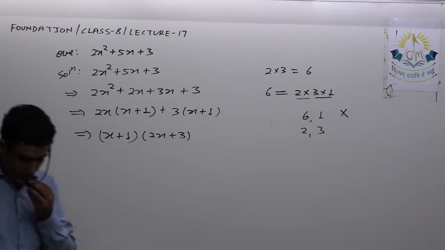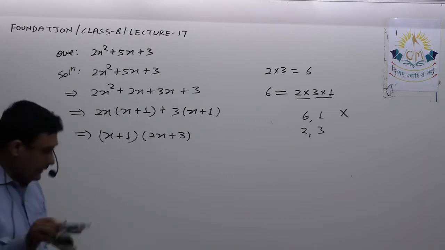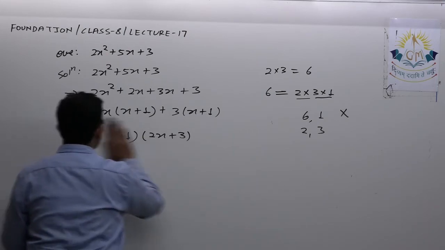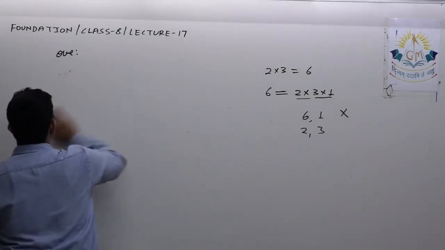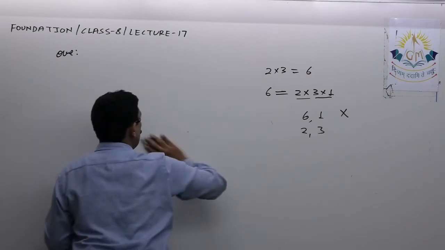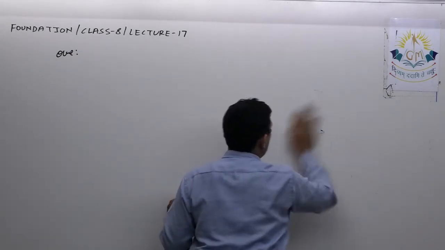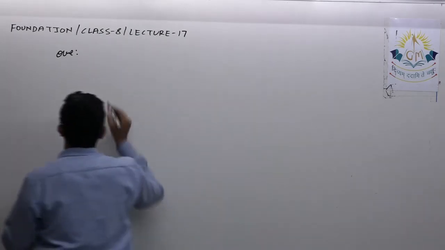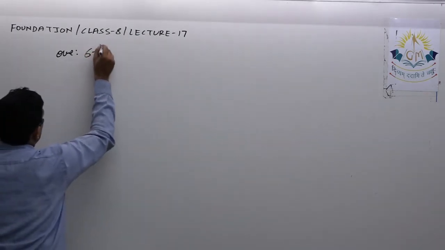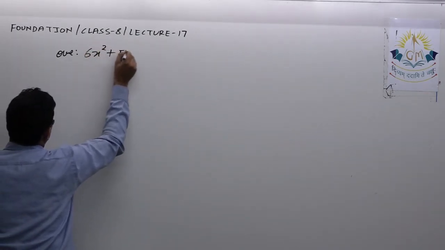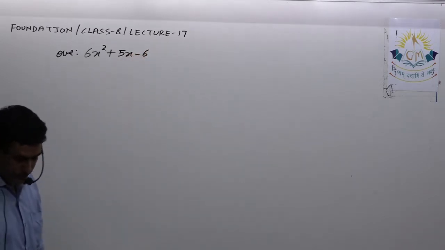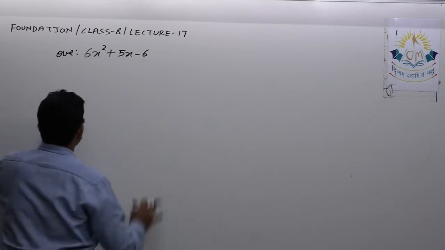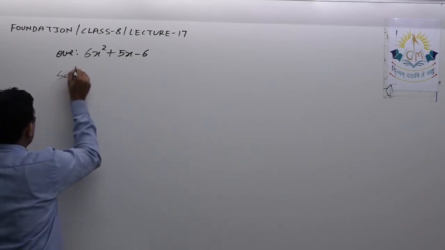Now the next question is 6x square plus 5x minus 6. So we have to find its factors.